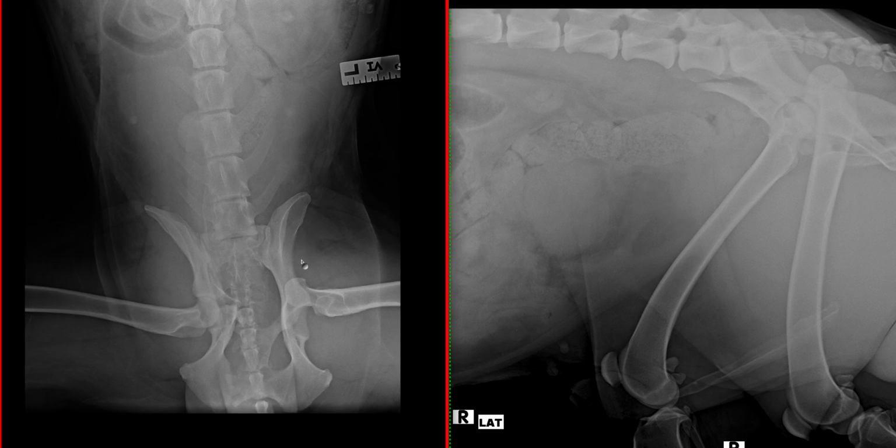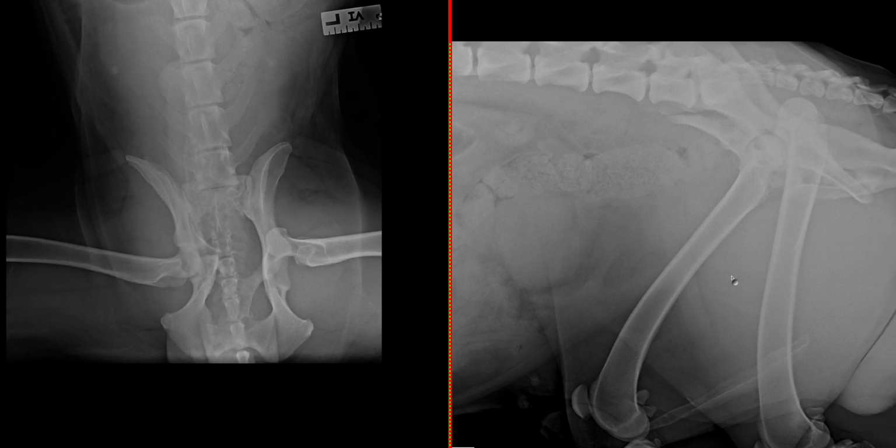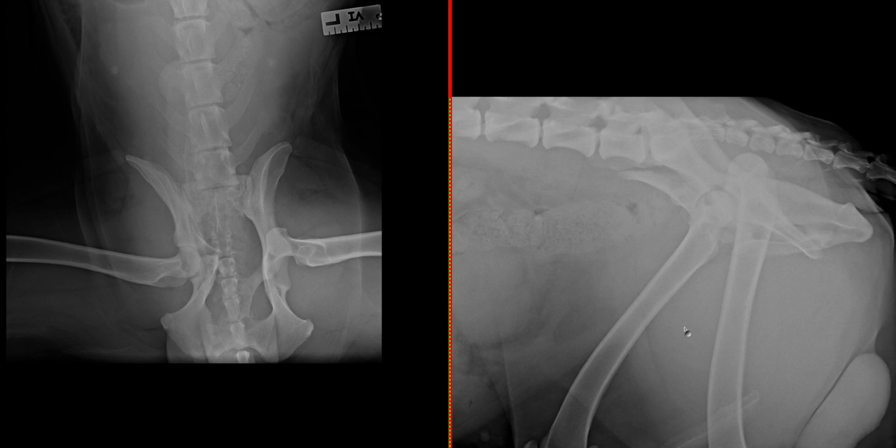Let's start to look at the musculoskeletal structures. We see an oblique fracture of the right ileal body that is functionally shortened on the ventrodorsal view. This is consistent with cranial displacement of the caudal fragment, resulting in foreshortening of the ileal body.